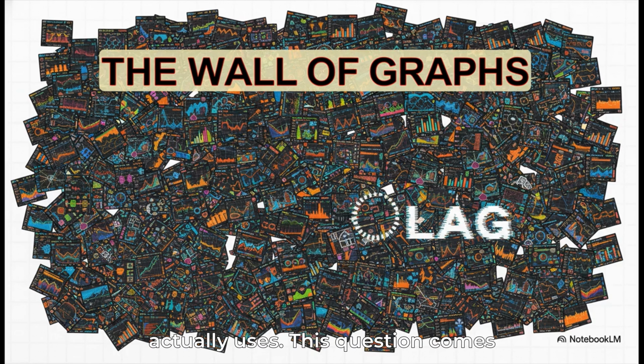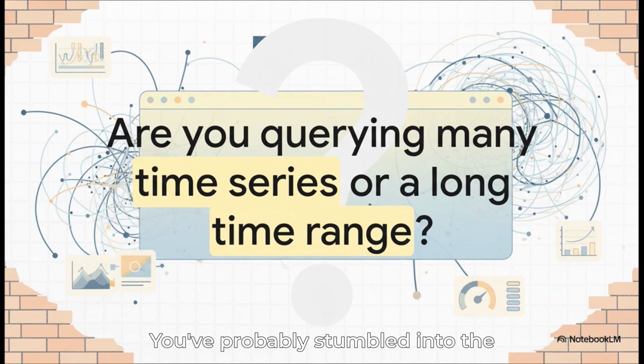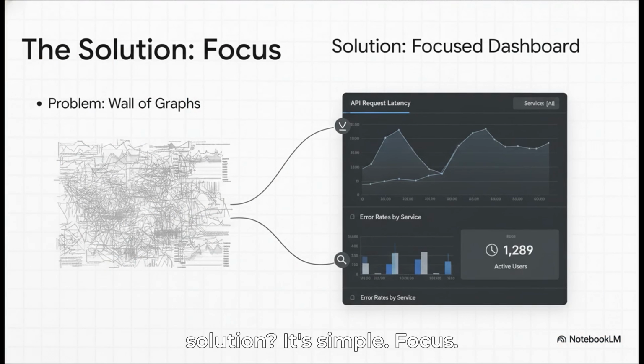The temptation to add just one more graph is strong, but the result is always a slow, confusing dashboard that no one actually uses. This question comes right from the official troubleshooting guide, and it gets right to the point. If your dashboard feels sluggish or it's just hard to understand, I can almost guarantee the problem isn't your data, it's your design. You've probably stumbled into the wall of graphs trap. So what's the solution? It's simple.